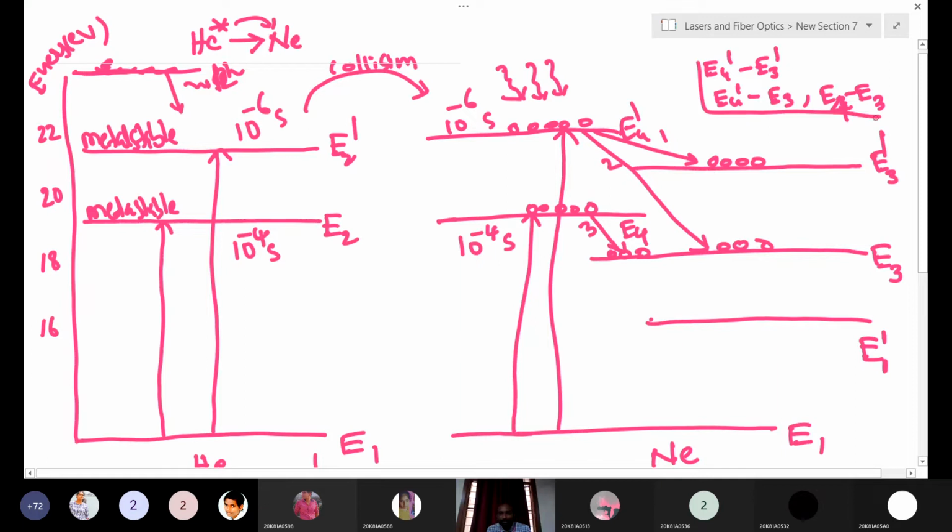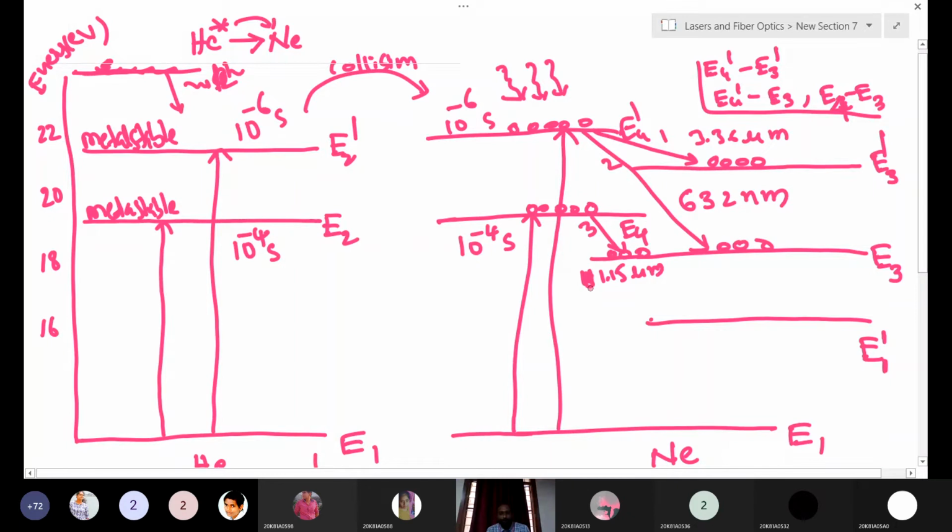These three transitions are taking place in the helium-neon gas system. This is the 3.36 micrometer transition, and this is the most famous and dominant transition, 632 nanometer, and this transition is 1.15 micrometer.